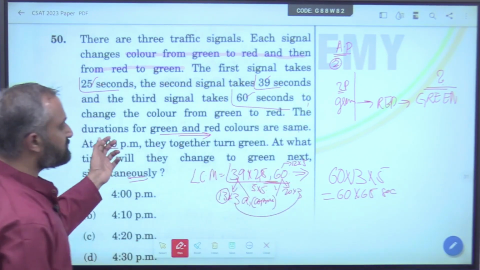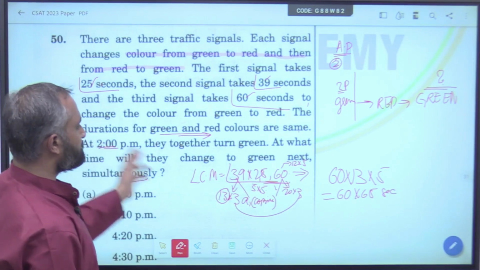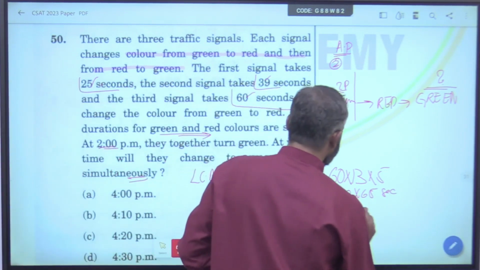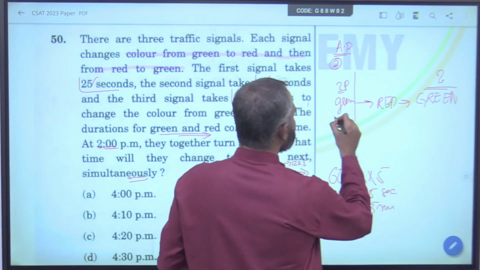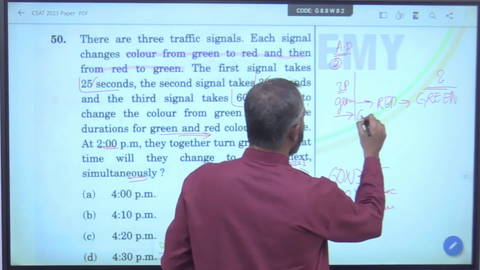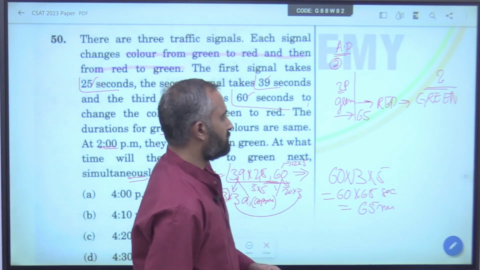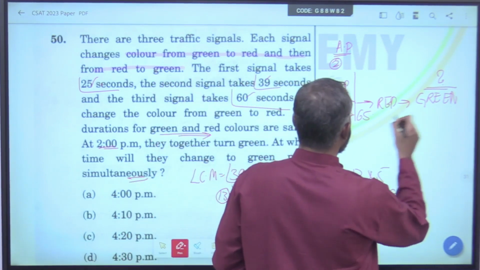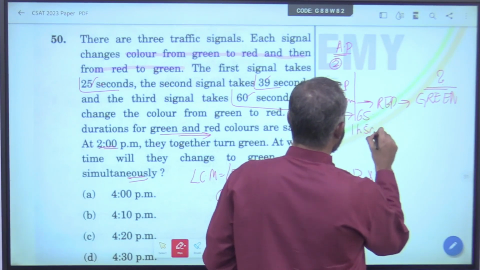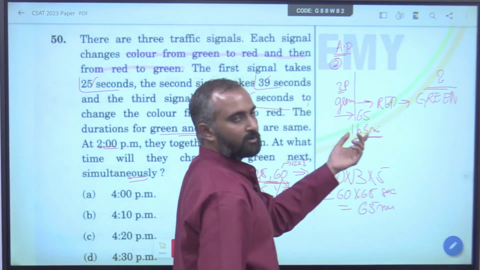Since it is seconds, we need not go further, because 60 seconds makes 1 minute. So for one change from green to red, it takes 65 minutes, or 1 hour 5 minutes if you convert into minutes.